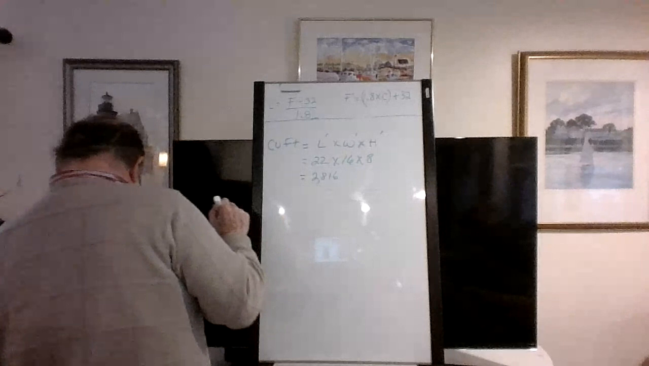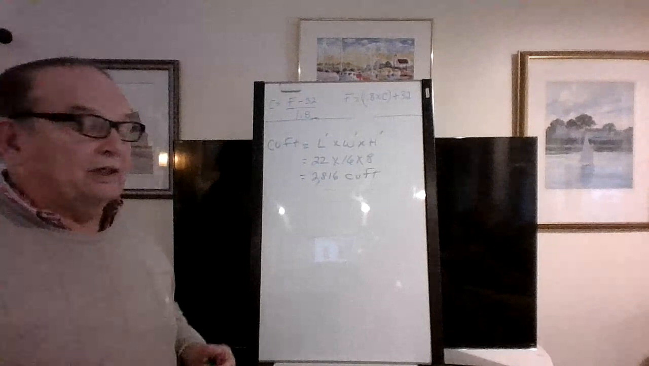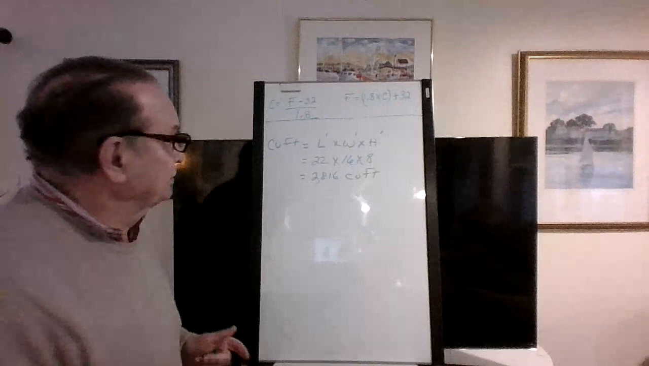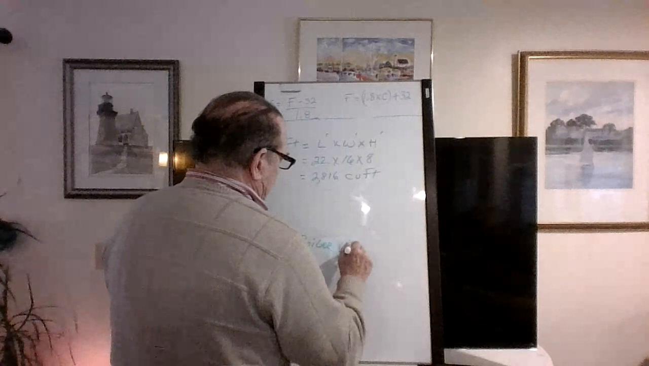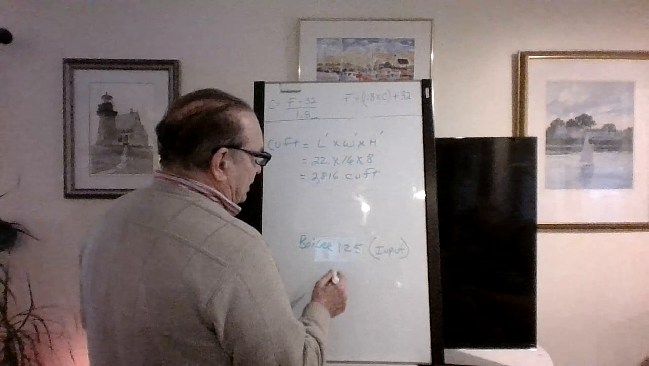Square feet, cubic feet. Okay? In this case, it would be cubic feet of air. Now, let's say there's a boiler down there, and the boiler is 125 for the whole house, of course. All right, the input, that's all you care about, 125,000 input.